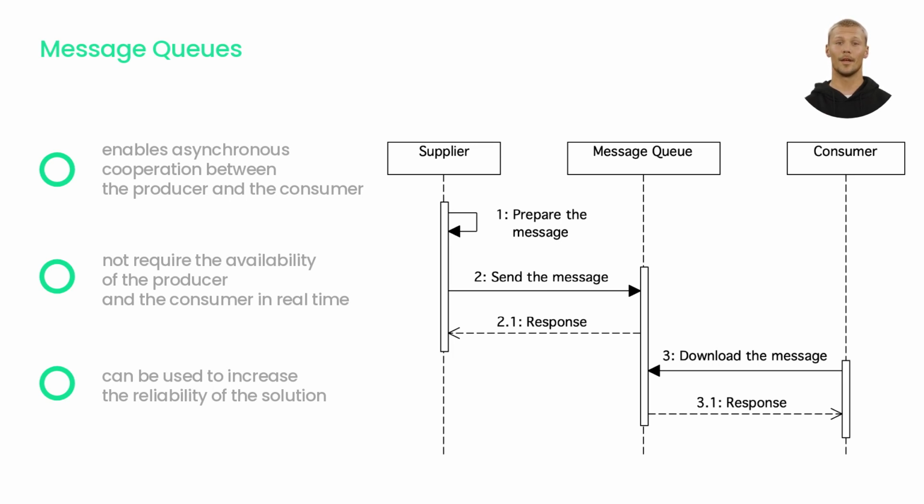There can be many suppliers and consumers. Through queues, we can transfer any type of message: text, XML, video. Queues are used to hold messages. Messages can be permanent or impermanent. The queues are managed by the queue manager. Popular implementations of message queues are Amazon SQS, IBM MQ, or RabbitMQ.